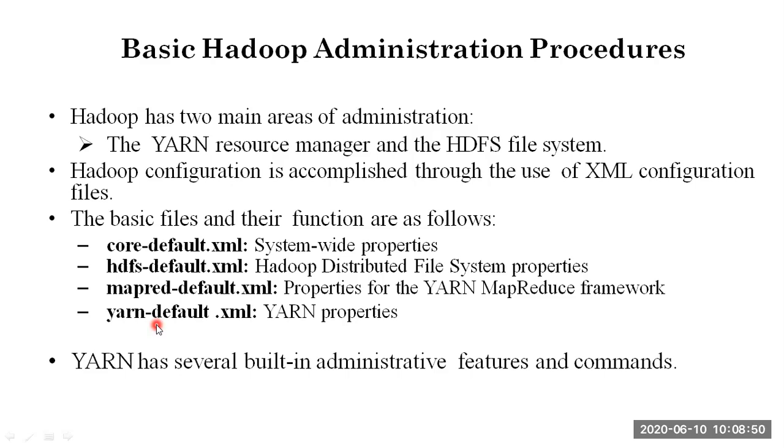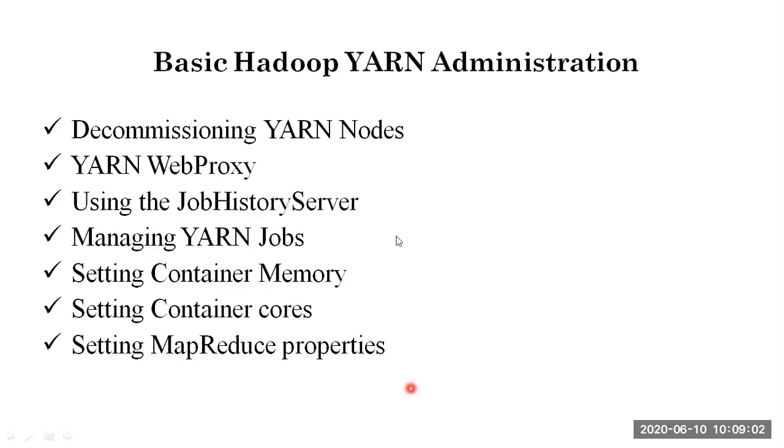And let us see in depth how we are controlling these things. As I told you, Yarn has several built-in administrative features, and now we'll be talking about all those administrative features, how to control them, and what commands we use for doing that. Okay, so basic Hadoop Yarn administration. Here there are seven features which we are doing with Hadoop Yarn administration. In the upcoming slides we'll be discussing each and every subtopic. And first, let us have a small introduction to all these things.